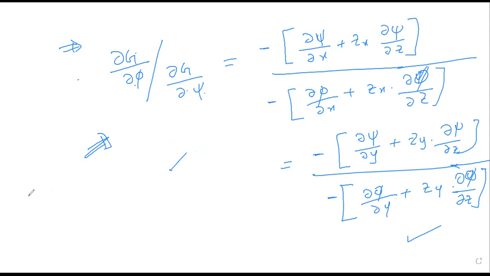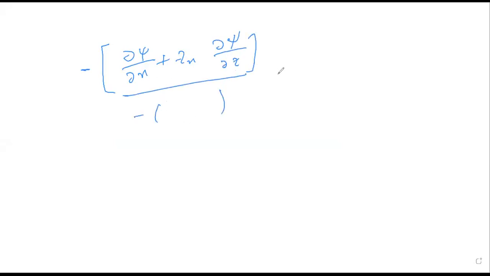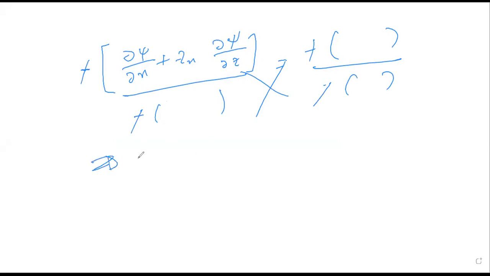Okay, now we have this one. Let's say I got this one now: ∂chi over ∂x plus zx ∂chi over ∂z, divided by this, is equal to this divided by this, no? So if you cross multiply and take out the negative signs, you will have something like this one.